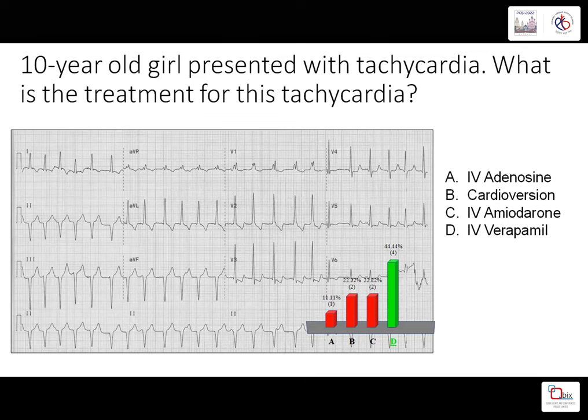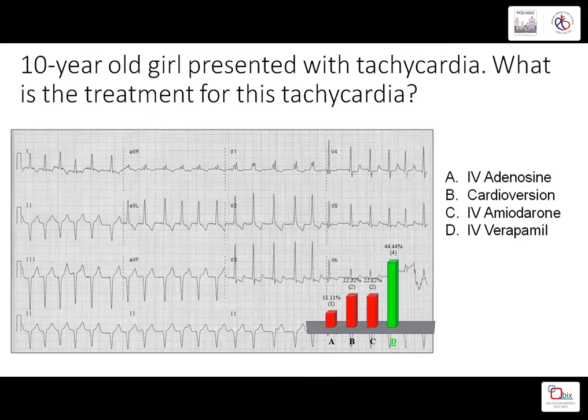Now, in a structurally normal heart, you do see VTs like this. And one of the commoner ones is what we call left posterior fascicular VT, or earlier it was called ILVT also. And these are verapamil sensitive VTs, and that is why IV verapamil is the correct answer for this. So this is a fascicular VT in a structurally normal heart, also called ILVT earlier. Incidentally, both of you had mentioned oral verapamil, and yes, correct.